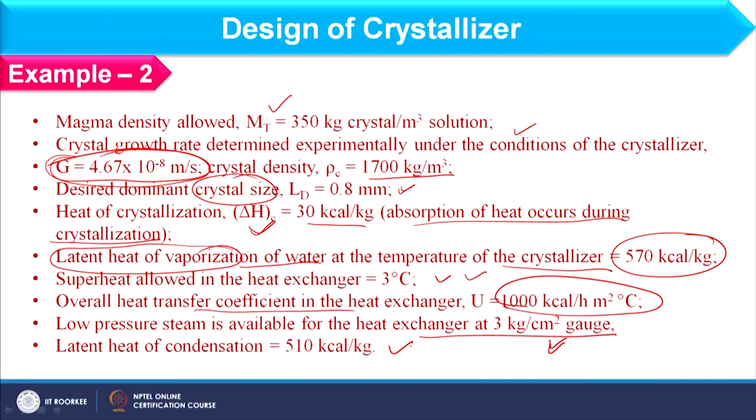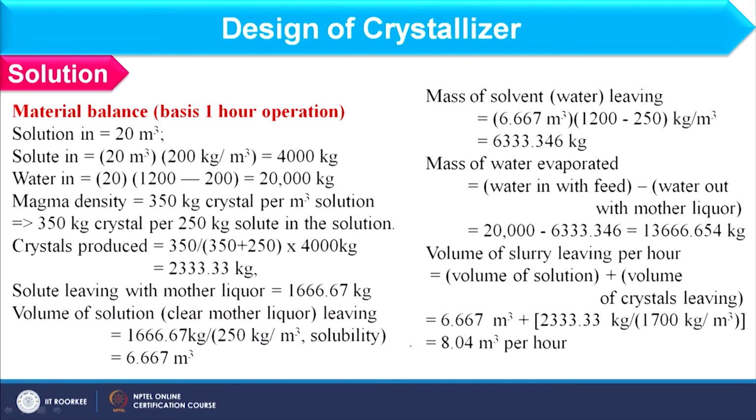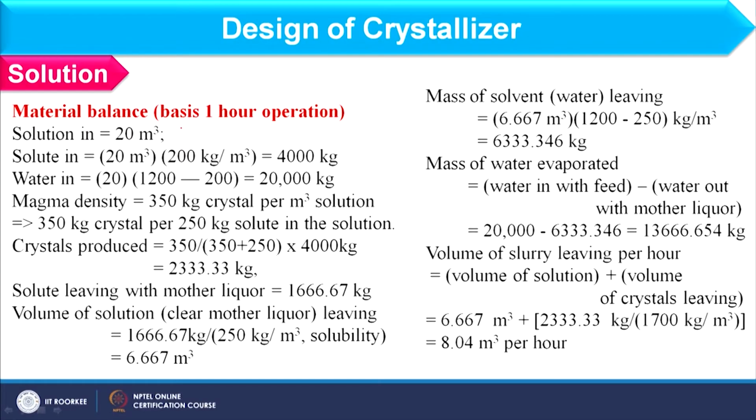So, you see number of parameters are given to us, and based on that let us start the design of crystallizer. So, first of all we have to make the material balance, and to make the balance we consider the basis, okay, and that basis is 1 hour operation. Okay. So, let us discuss that. So, here you see we have solution in. Solution in means whatever solution is entering into the crystallizer, and that is 20 meter cube. If you see, this is basically the feed, okay, and for 1 hour basis we consider 20 meter cube, right.